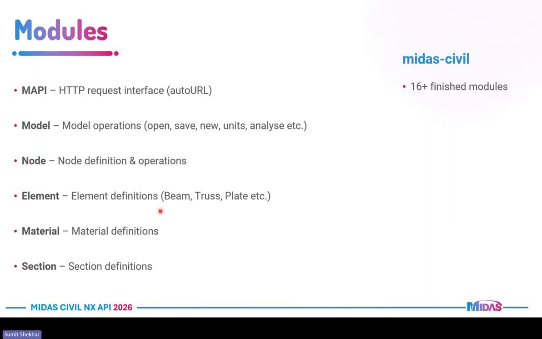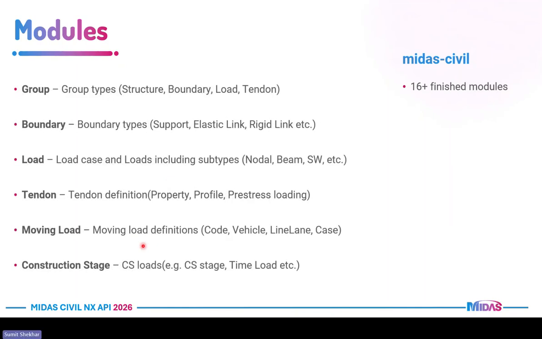Next, we have node. It will help us to determine the node, edit the node, change its group, etc. The same goes for element, material, section, group, boundary groups, and loadings. It includes the nodal load, beam load, self-weight load, temperature, etc. We can define the tendons, the moving load, and construction stages.